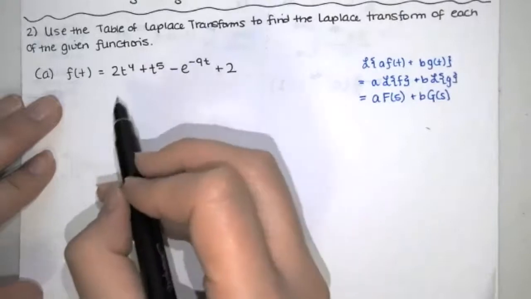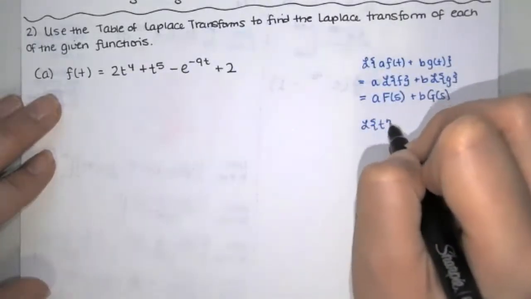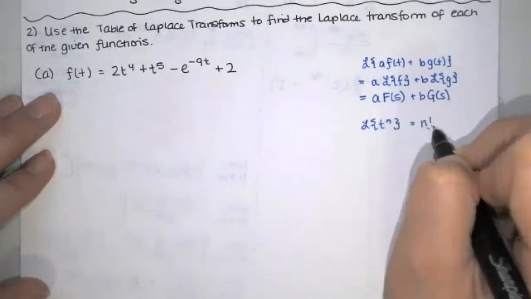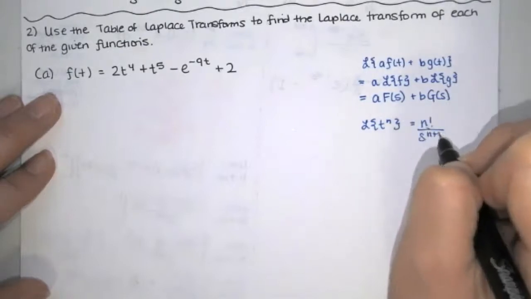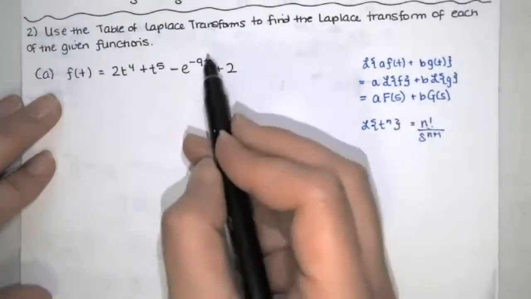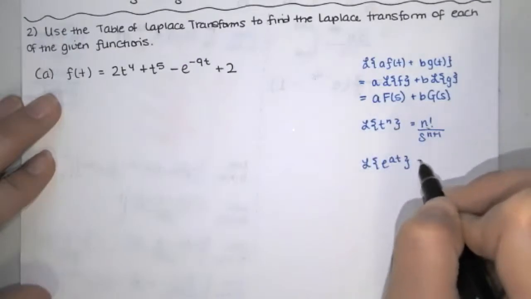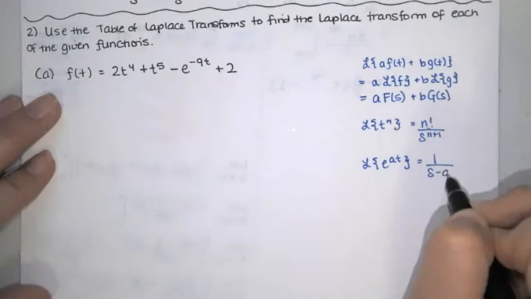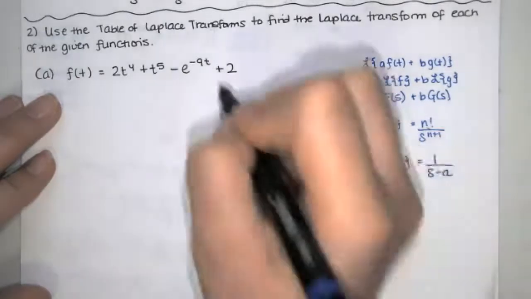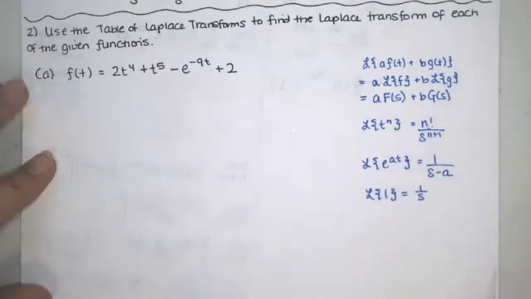Other things that we'll need for this: I've got powers of t, so I'll need the fact that the Laplace transform of t to the n is n factorial over s to the n plus 1. You don't have to memorize any of these. These are all in your table of Laplace transforms. I've got an exponential, so I'll need the fact that the Laplace transform of e to the at is 1 over s minus a. And then for this constant, I need the fact that the Laplace transform of 1 is 1 over s.